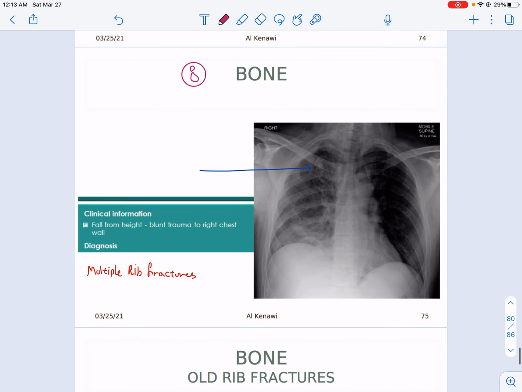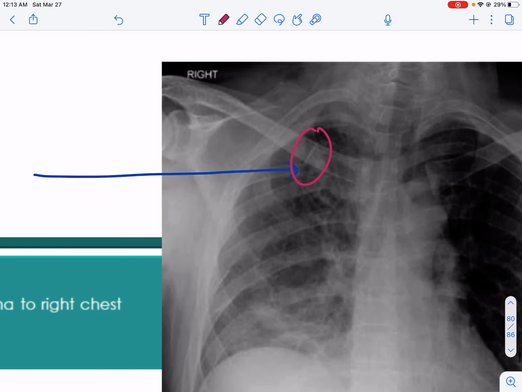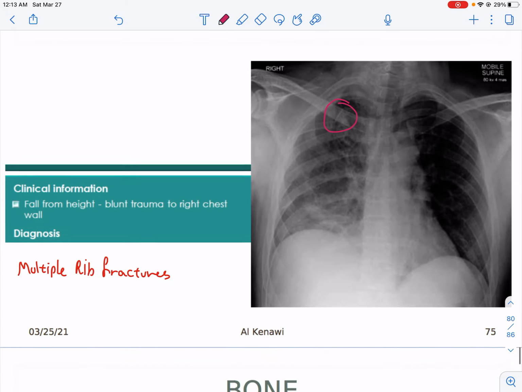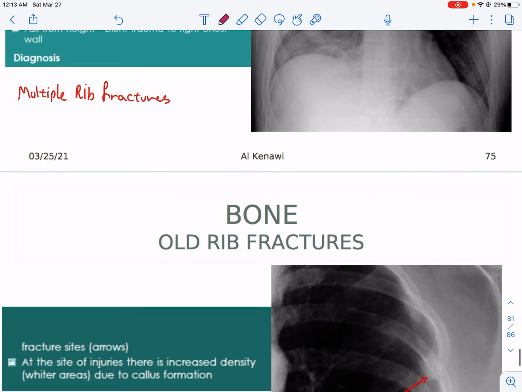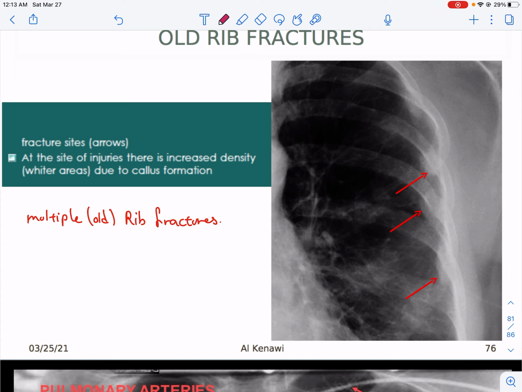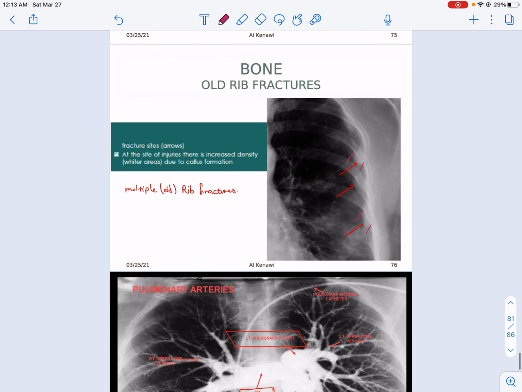For the bones, most likely it's going to be a fracture, or a lesion. For this picture, we can see a fracture here, if you can see it. So we can say multiple rib fractures. The second picture indicates an old rib fracture. How do we know whether it's old or new? Basically, you can see the difference in how the rib is angled and whether it's healing or not. We can distinguish that.